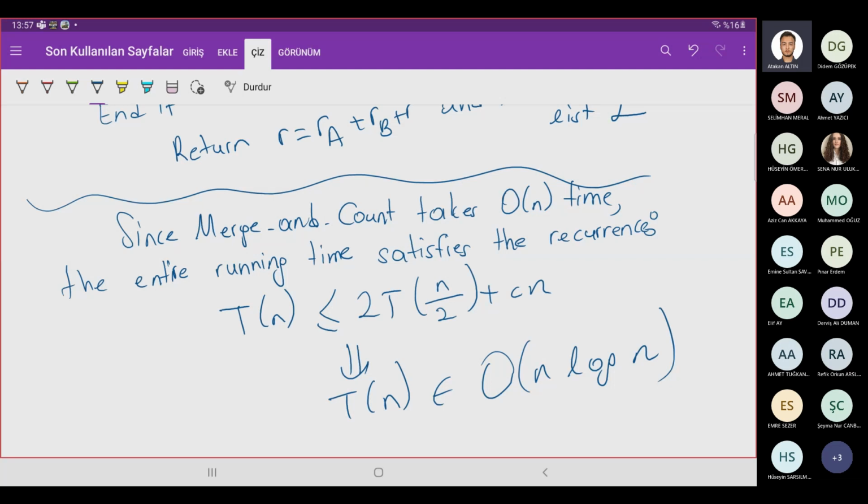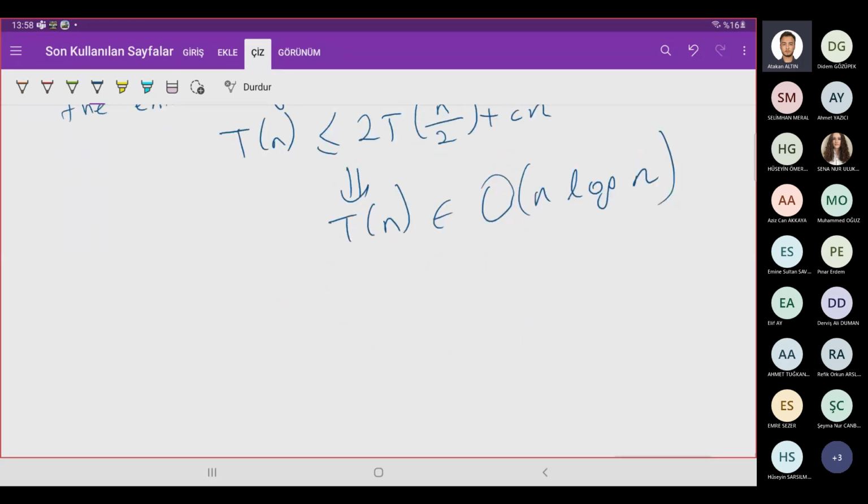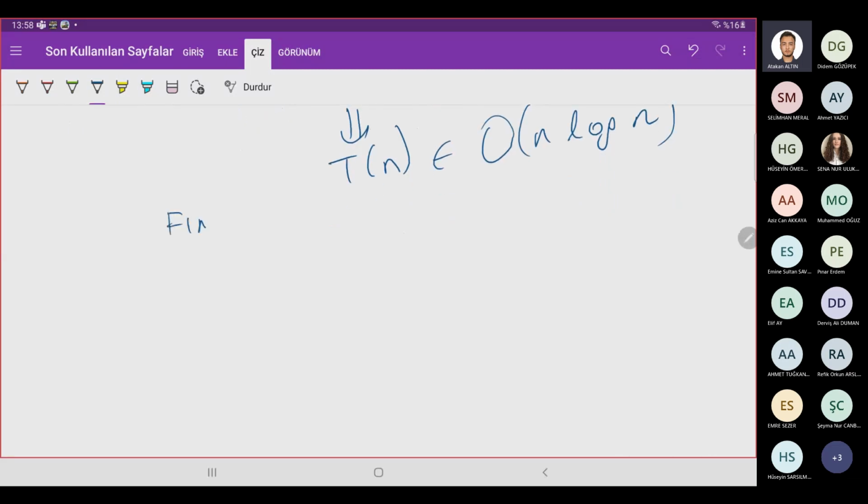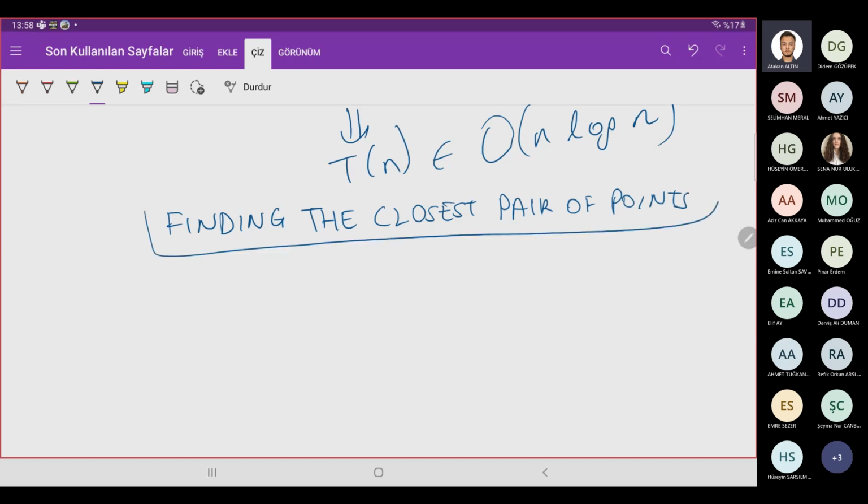Now I will talk about another divide and conquer algorithm for another problem that we saw before, finding the closest pair of points. Okay, when I'm writing this, please try to remember the exhaustive search algorithm for finding the closest pair of points in a two-dimensional plane. And the complexity also. Finding the closest pair of points.